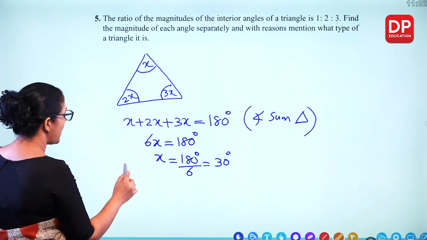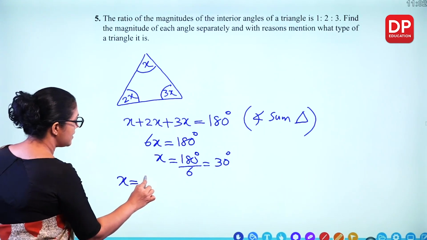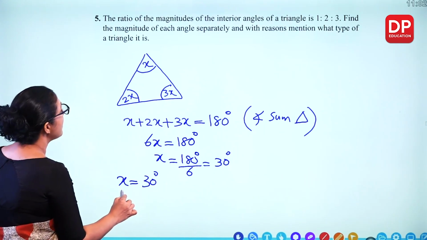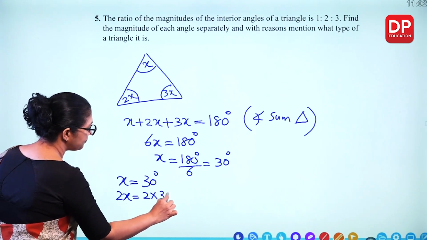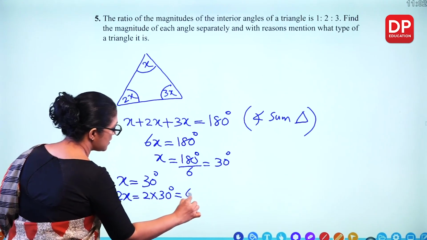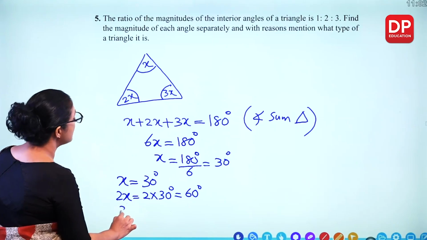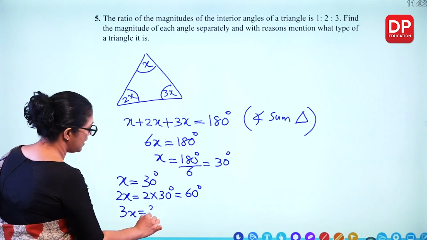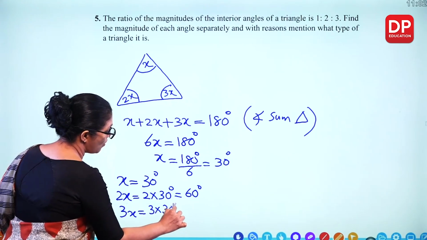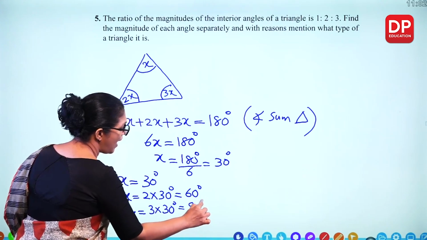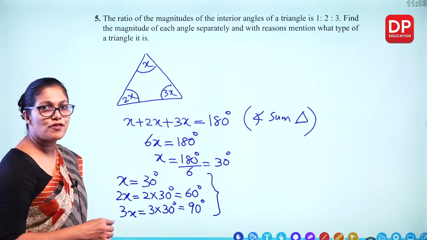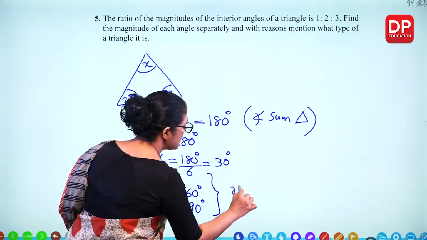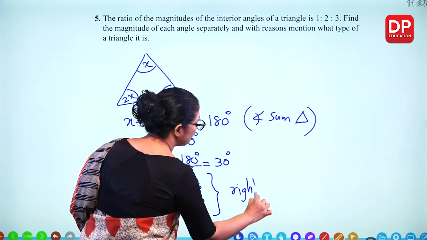So what is one angle? One angle is 30. Other angle, that's 2x. 2 times 30, you get 60 degrees. What's the third angle? 3 times 30, you get 90 degrees. One angle is 90 degrees. What's the type of triangle? Right angle triangle.